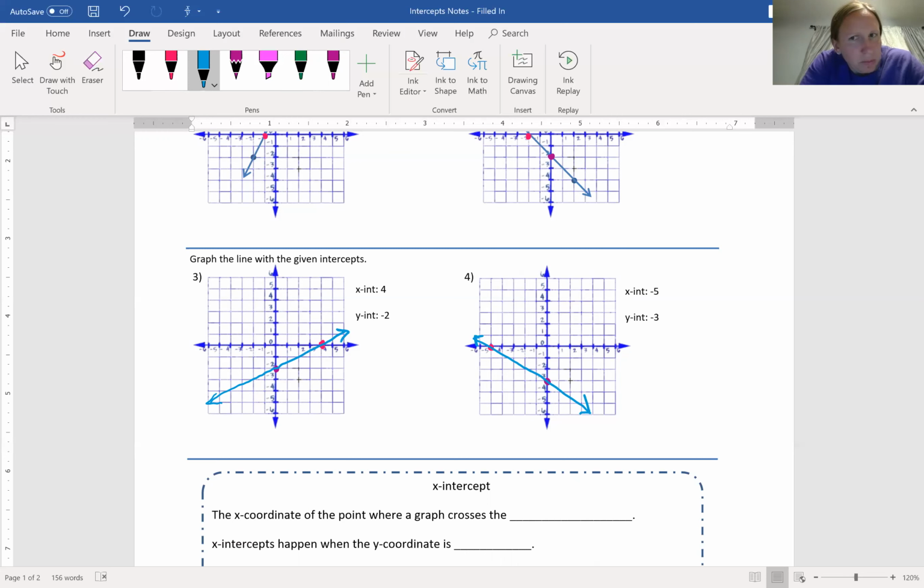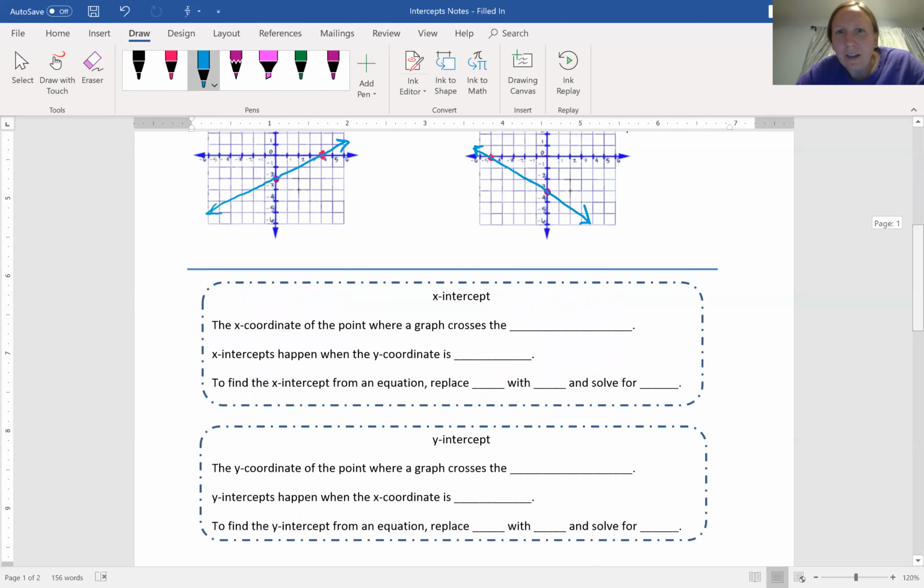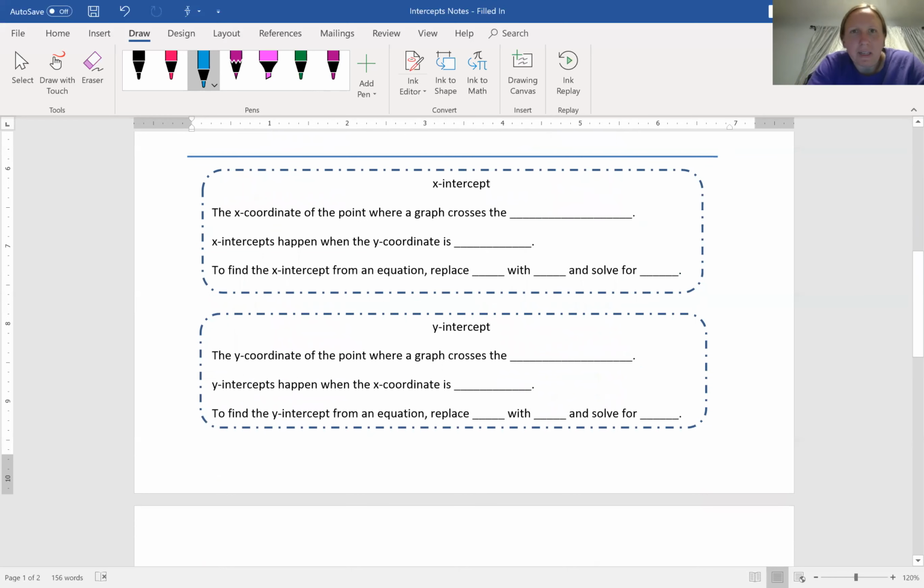Still a little bit too easy. We're not actually doing math yet. So let's bump it up one more time here. This is the actual skill we're working on. So the x-intercept is going to be the x-coordinate of the point where a graph crosses the x-axis.